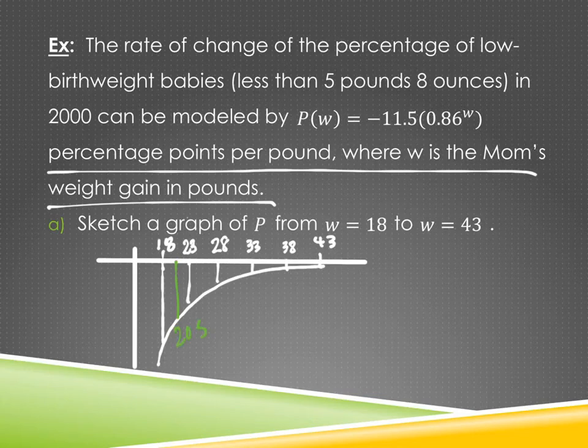20.5. What's halfway between 23 and 28? 25.5, right? What's the next one? 30.5. They're going up by 5s. What's halfway next? 35.5. And the final one is 40.5. These are the heights that I need. Now, they aren't heights, they're the x values, but they're the x values that determine the heights.